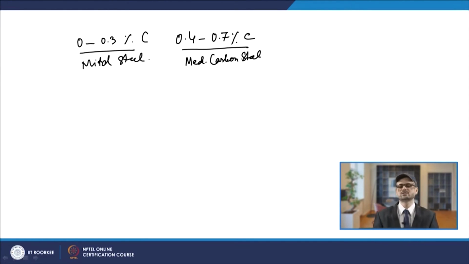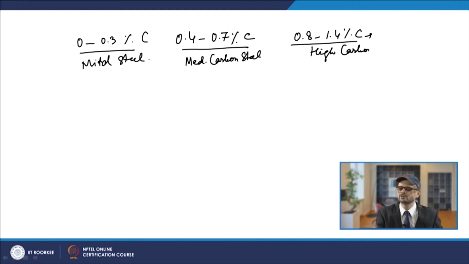So, there it is normally used, and when you go from 0.8 to 1.4%, this is known as high carbon steel, and their use is where you require higher hardness. So, you can use them for cutters, hammers, blades, scissors and knives. All these are the components where you use them.